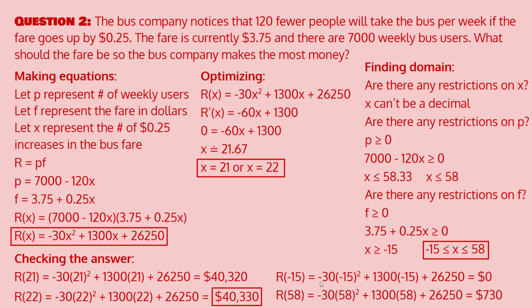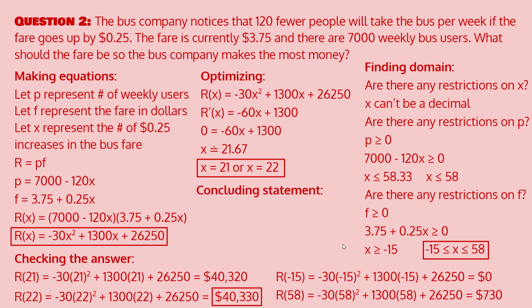And when x is negative 15, we get $0. That makes sense because we had said at that point that the bus fare is 0. So no matter how many people are using the bus, you're not going to be making any money. And then when we said x is 58, we made a little bit of money. That's just because we had to round it. If we had subbed in that exact value of like 58.333, we would have gotten $0 because at that point there would be no more people using the bus.